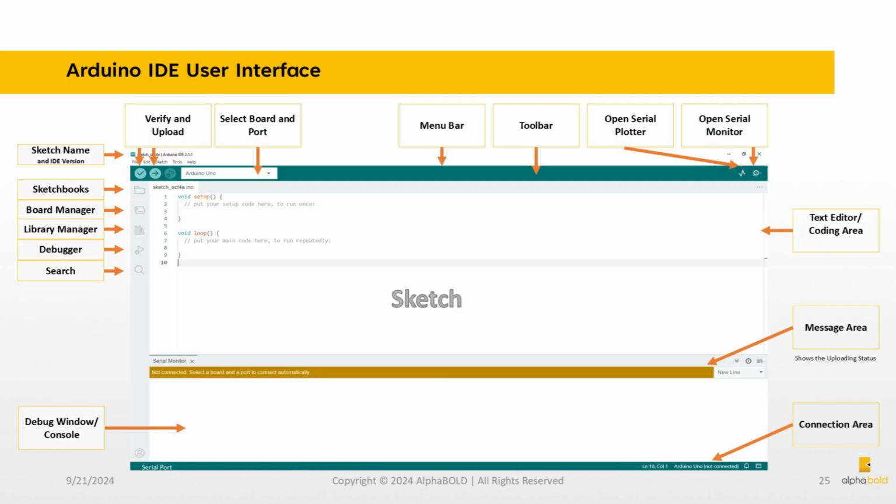The Arduino IDE interface is divided into several key areas. The top bar holds menus for controlling the program, while the toolbar provides quick access to common functions. The main part is the coding area where you write your Arduino sketches. Below, the message area displays feedback and progress during the upload process. Finally, the connection area at the bottom shows the status of the serial connection to the Arduino board.